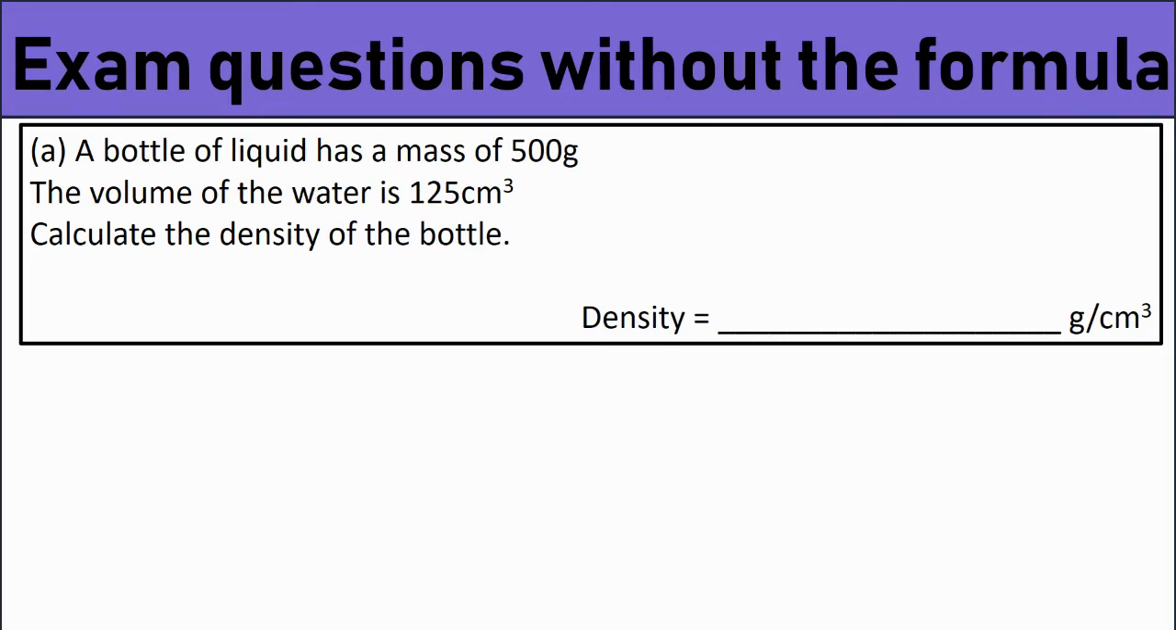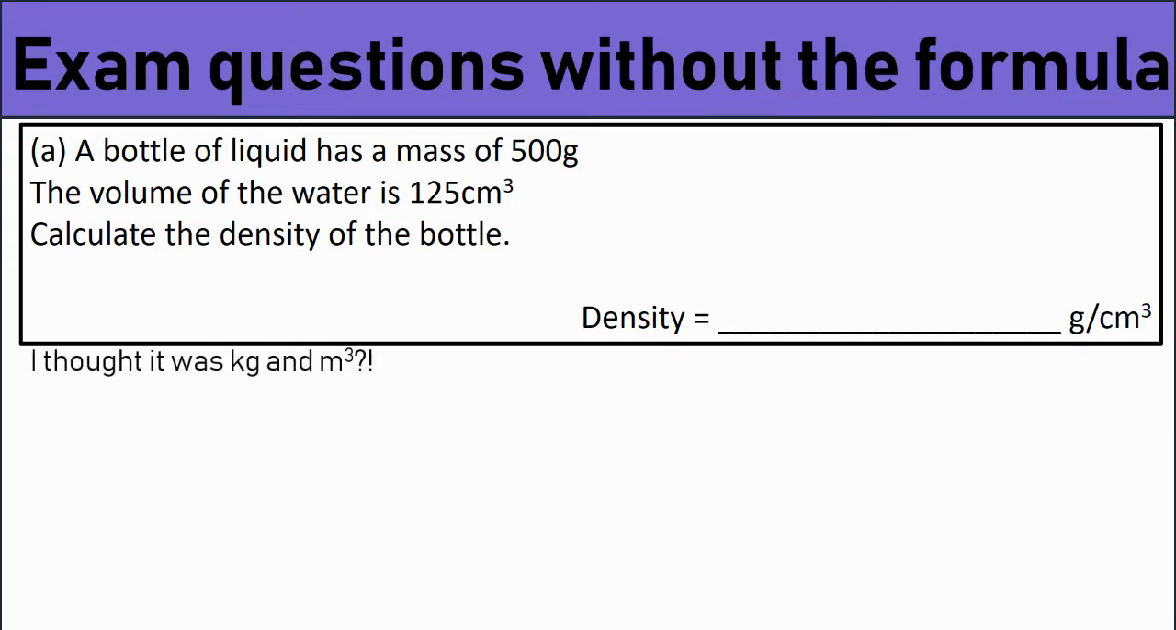So a bottle of liquid has a mass of 500 grams. The volume of the water is 125 centimeters cubed. Calculate the density of the bottle. So you can pause the video now and try this question. So again, you do not need to use the formula because they've given you the formula, and we can also work this out just using our common sense.